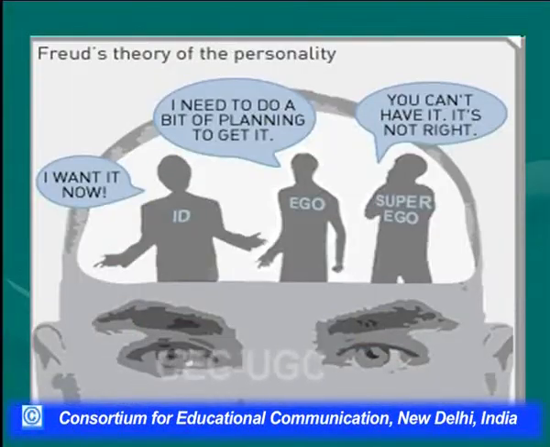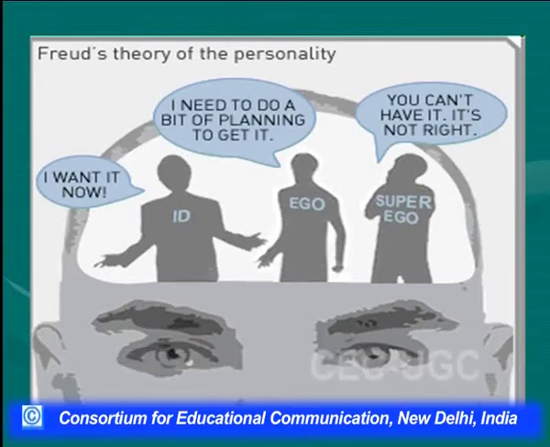Now if you see, there are three individuals standing in front of your screen. On the left hand side we have the id, in the middle we have the ego, and in the last we have the superego.